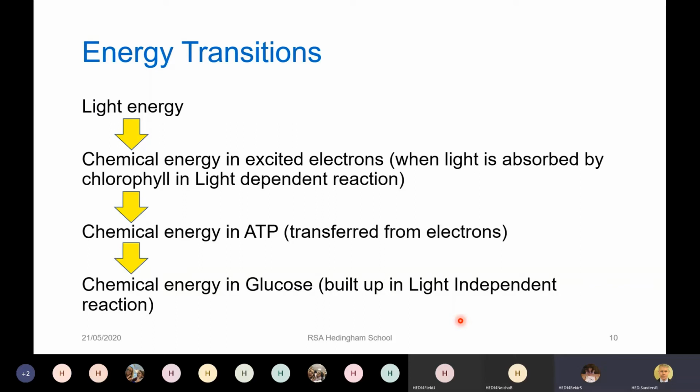So to go back to the start: light energy hits chlorophyll and you get excited electrons, in a higher energy level. Those electrons then move down, this is the second arrow, the electron transport chain, and their energy is given up to ATP. So the energy now is in ATP. And then the third arrow, that ATP goes off to the light independent reactions to build up glucose. So the first two transitions happen in the light dependent stage. The third one is the light independent stage. Okay.